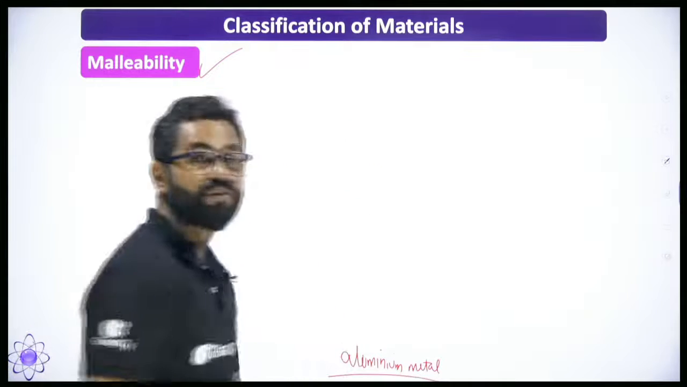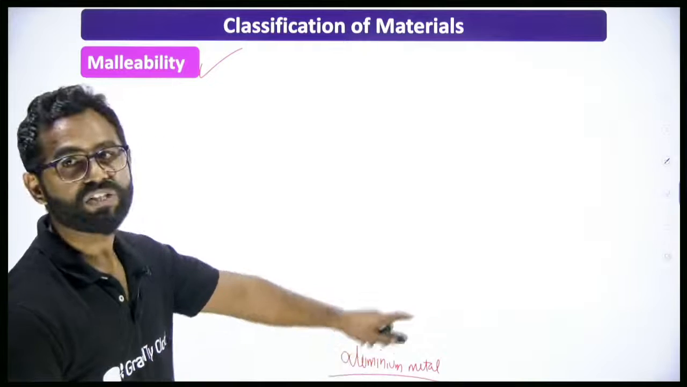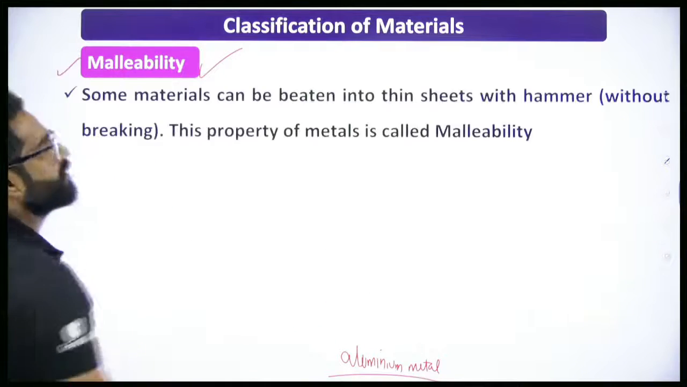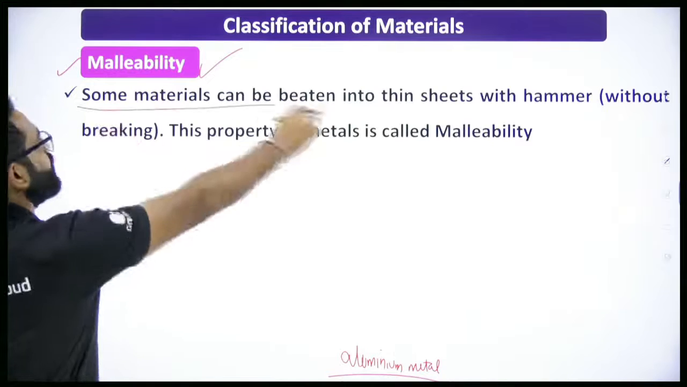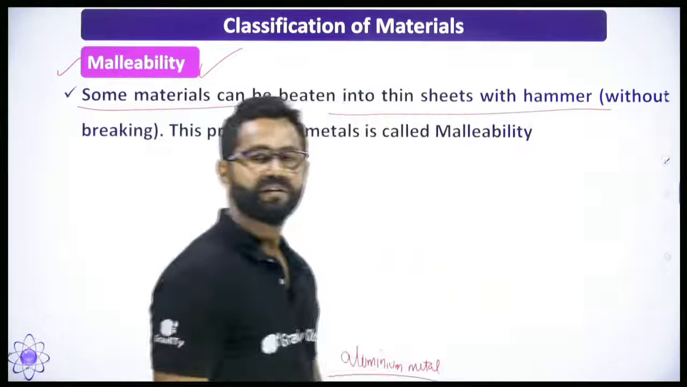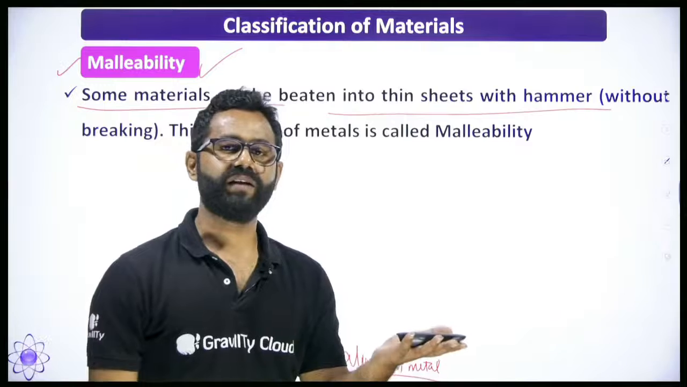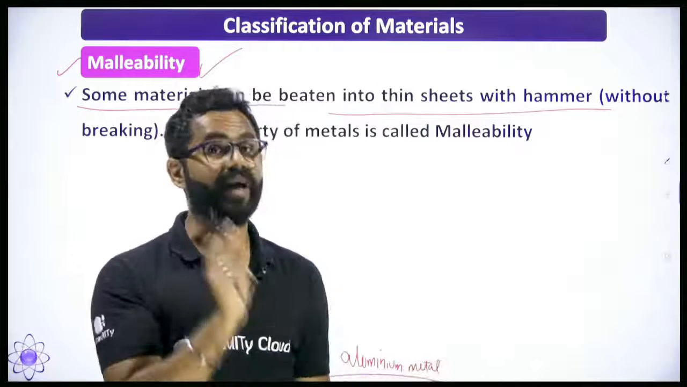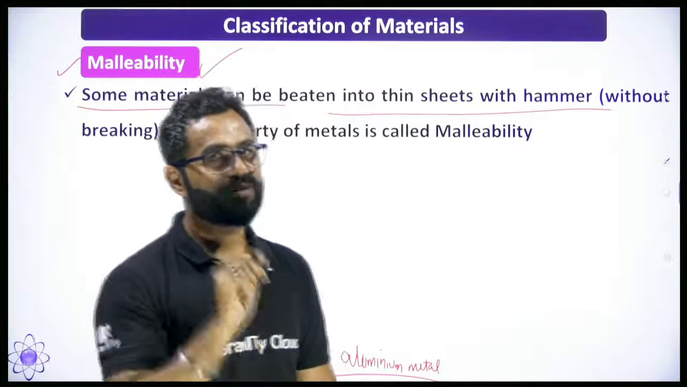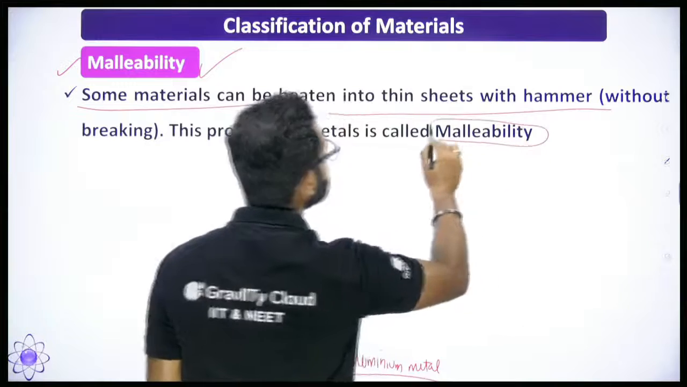So aluminium metal is solid, right? Then how can we convert aluminium metal into a sheet? That is possible because of the property of malleability. Some materials can be converted into thin sheets with a hammer. If I take aluminium in my hand and beat it with a hammer, I can convert it into a sheet, because aluminium is malleable in nature.